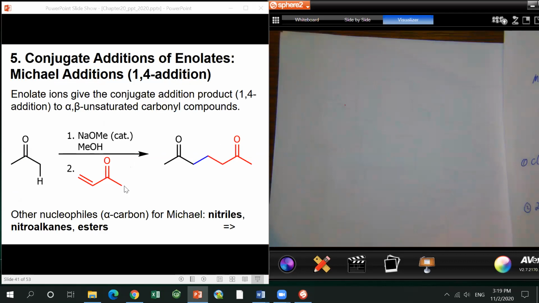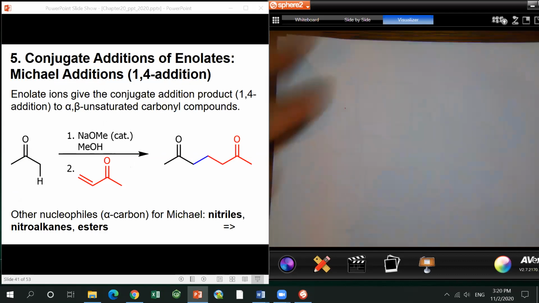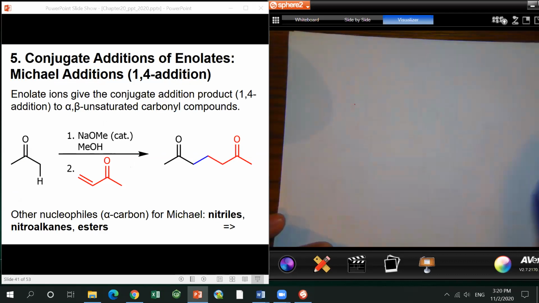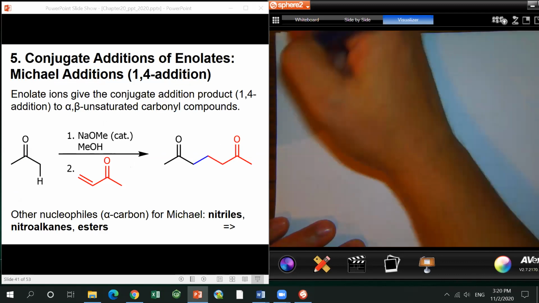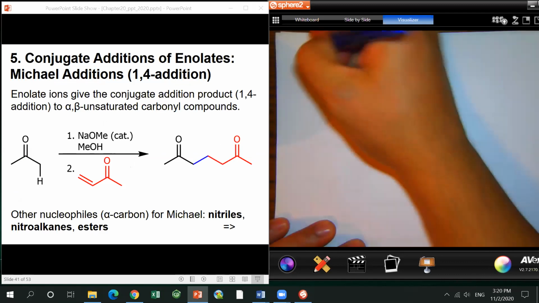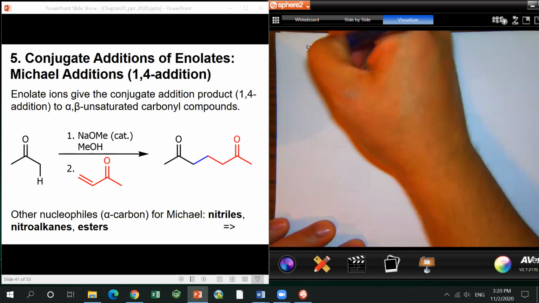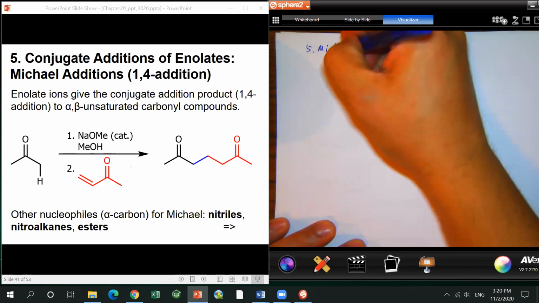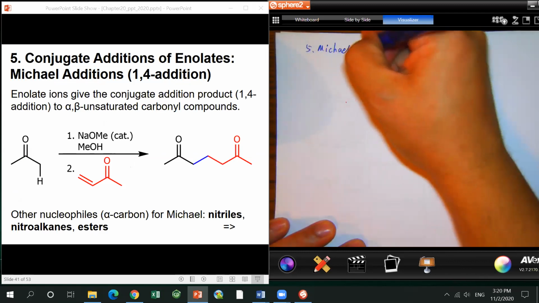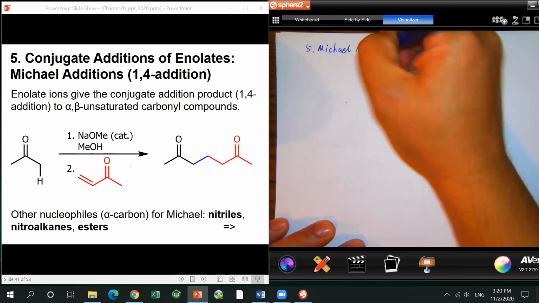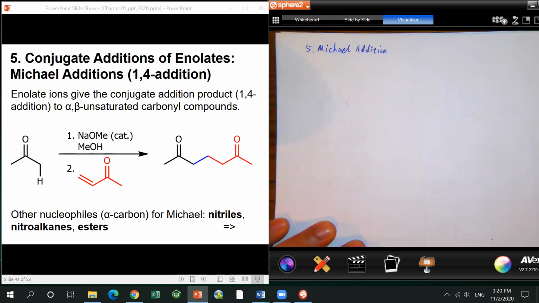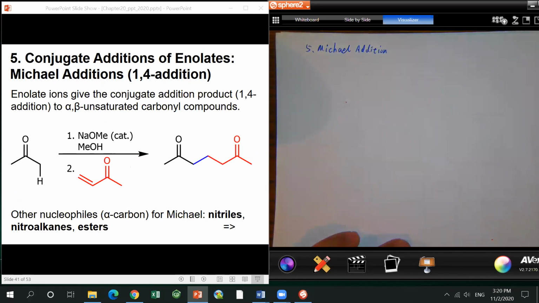Okay, so now we move to the fifth reaction. In this chapter, it is called the Michael addition. This is also a named reaction. Michael addition is actually not hard. You just think about the alpha carbon as a nucleophile, trying to do a 1,4 addition to an alpha beta unsaturated ketone or aldehyde.